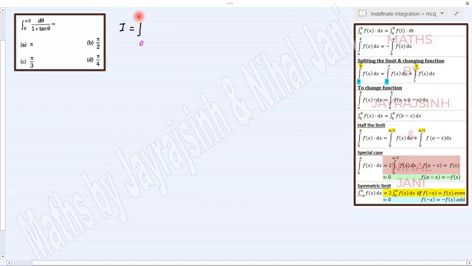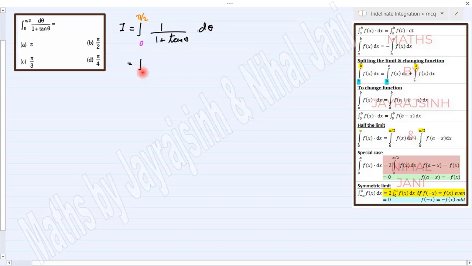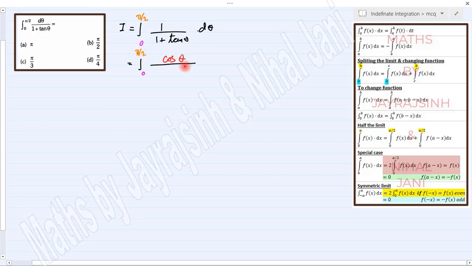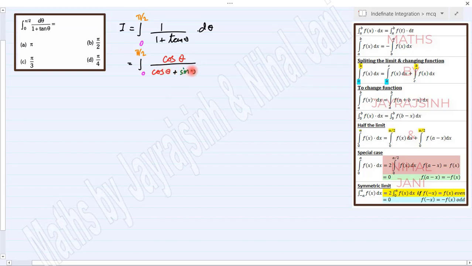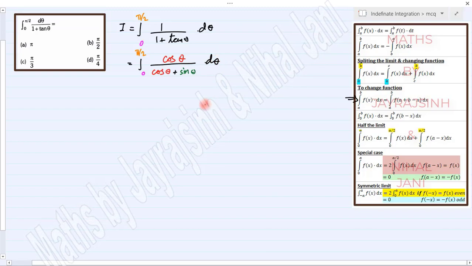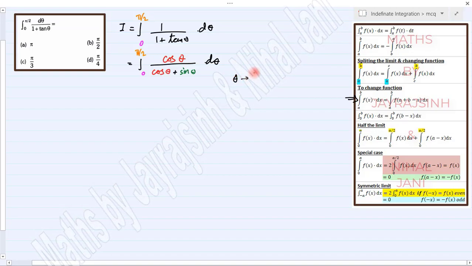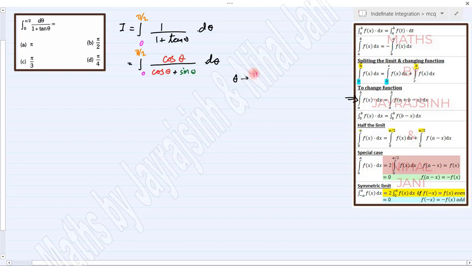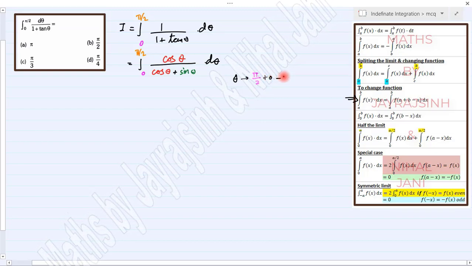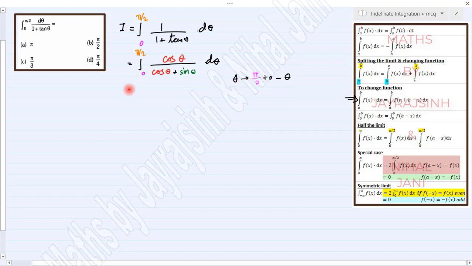Here you have to find the integration from 0 to pi by 2 of 1 upon 1 plus tan x. For simplification, let's convert our tan in terms of sine and cos. So we will get cos theta upon cos theta plus sine theta. Now let's use the fourth property, in which we can replace our variable theta by the summation of the limits, which is pi by 2 plus 0 minus theta, or we can say pi by 2 minus theta.